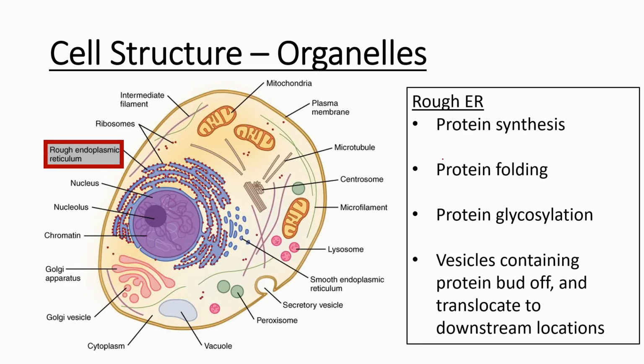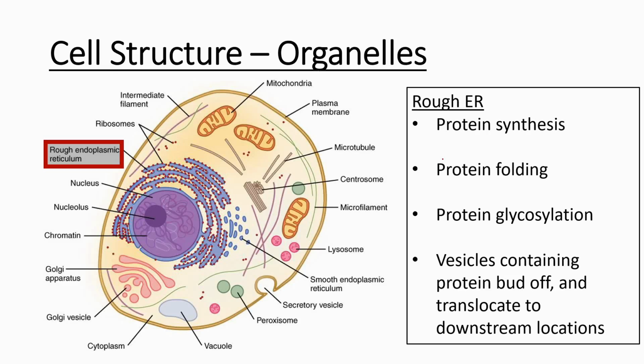An overview of the rough endoplasmic reticulum. So as well as being involved in protein synthesis, rough ER is also involved in protein folding, where chaperone proteins inside the rough ER help proteins to fold once they have been synthesized. Also in protein glycosylation, and this is a post-translational modification. So when proteins are synthesized, if they remain in the ER, for example, in the lumen of the ER, they can be glycosylated, sugar units can be attached.